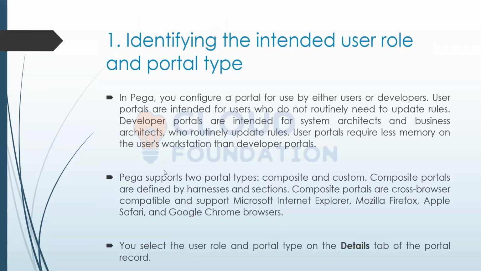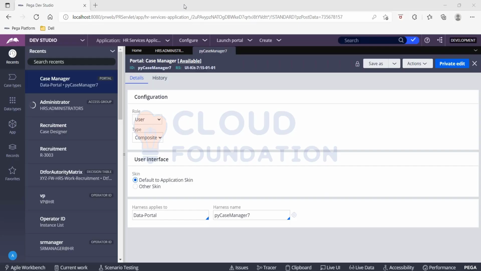Similarly, when you see the second option, it is going to be the type of the portal. Is it going to be a composite type or a custom type? Okay. So composite type is where you can deal with your sections and your layouts. So by default, generally, the type is set to be composite type to make the best use of the harnesses and the portals. This is what we were talking about. Inside the portal, you will have the harness.